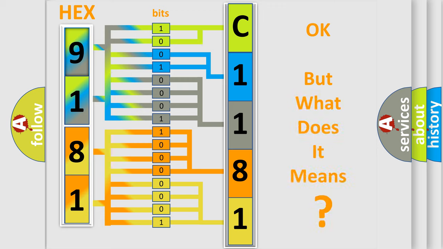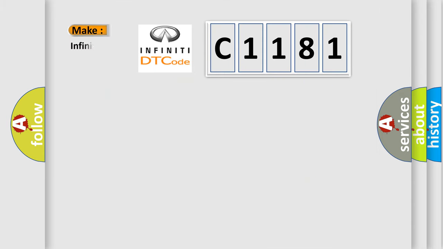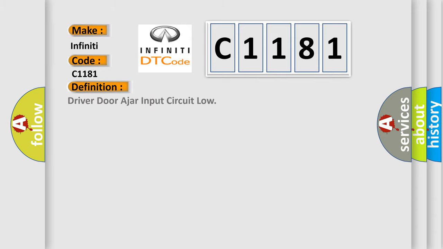The number itself does not make sense to us if we cannot assign information to what it actually expresses. So, what does the Diagnostic Trouble Code C1181 interpret specifically for Infiniti? The basic definition is driver door ajar input circuit low.